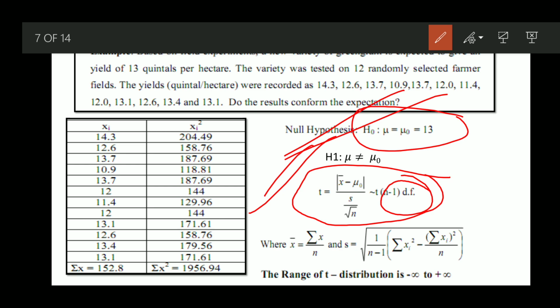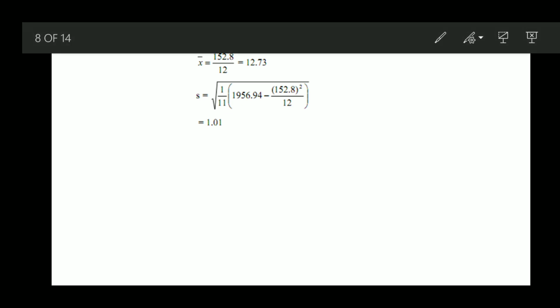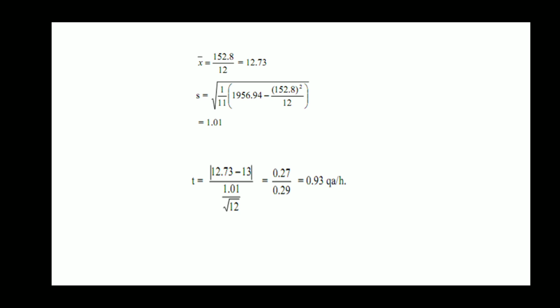hypothesis. Here it's very easy to calculate x bar and s from this table. I'm not explaining the calculation part, I'm skipping that. From that table I have calculated x bar and s, and if you calculate all those things, we'll get the same thing. Here we have s equal to 1.01.